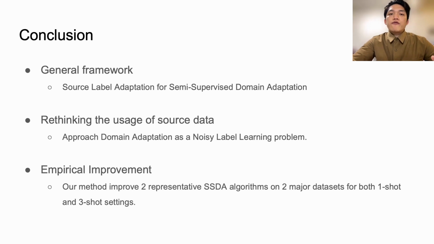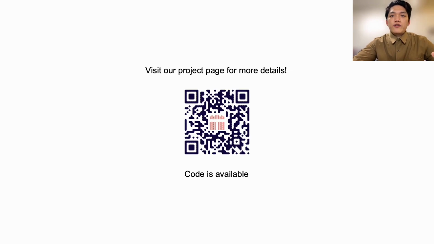Finally, let me conclude our work. We present a general framework, source label adaptation, for semi-supervised domain adaptation. We can easily apply our framework to other SSDA algorithms. We rethink the usage of source data and approach domain adaptation as a noisy label learning problem. In the empirical results, our method improved two representative SSDA algorithms, MME and CDAC, on 2 major datasets for both 1-shot and 3-shot settings. Please visit our project page for more details and information about our work. The code has also been made publicly available.